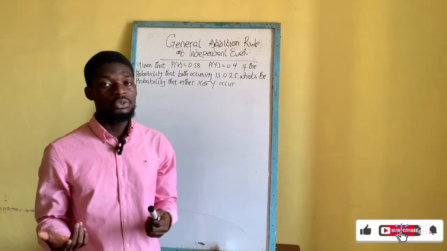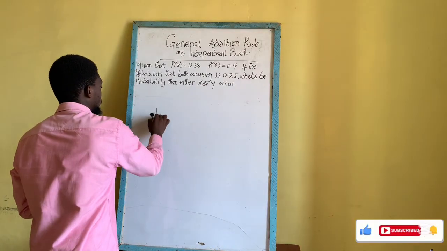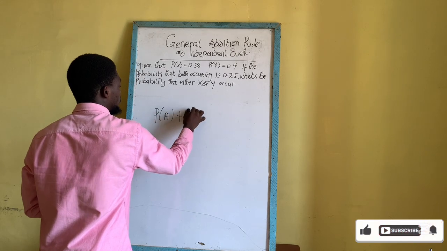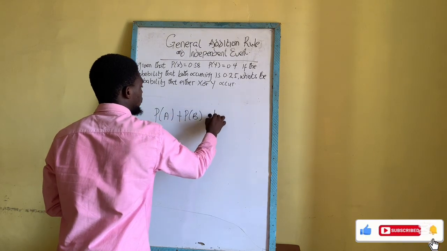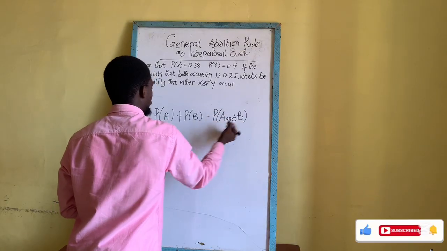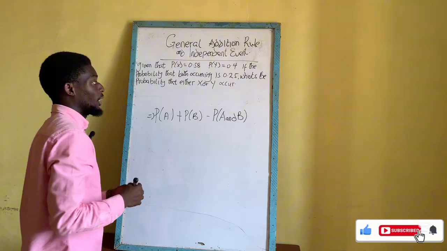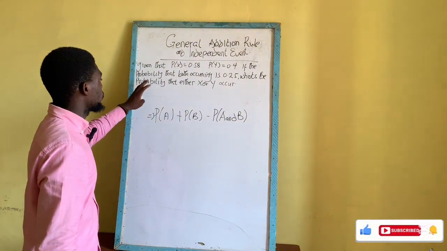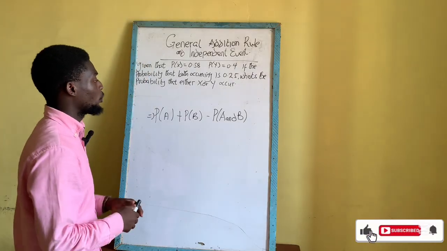So the general addition rule is given as the probability of A plus the probability of B minus the probability of A intersection B. This is the general addition rule. So let's consider this particular example on the board.